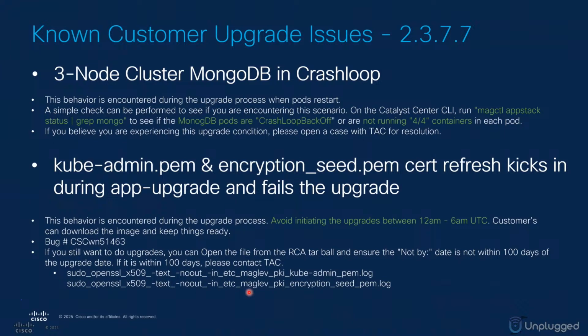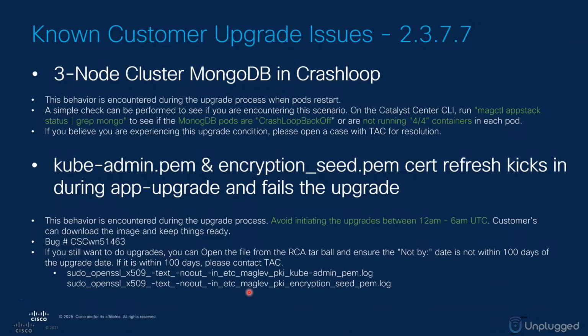So what you do is run the sudo RCA, let that complete, go get some coffee, come back. It does take some time. Just open it up and find these two files and view inside of them. Inside, you will see some times where it says not before and not after.